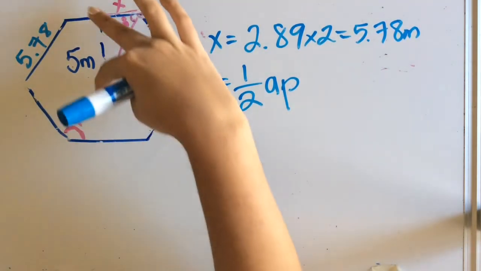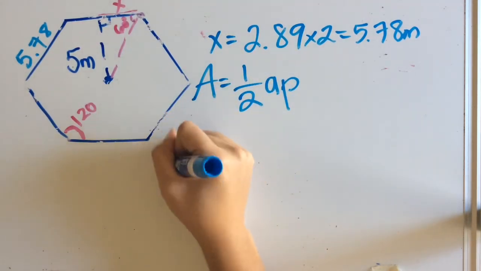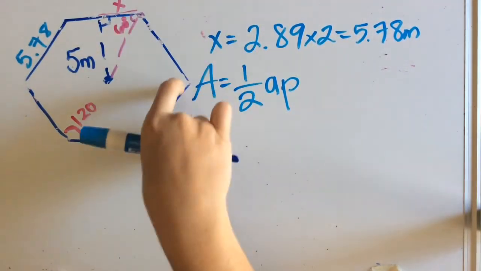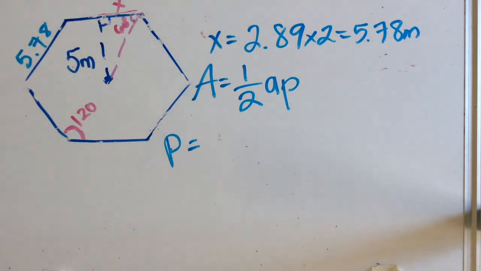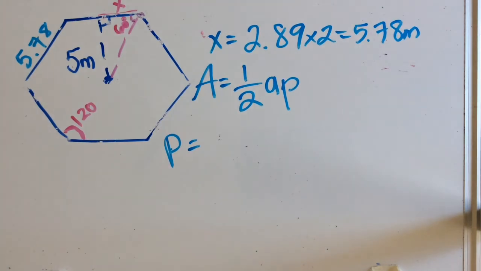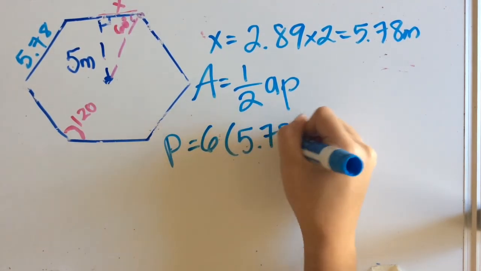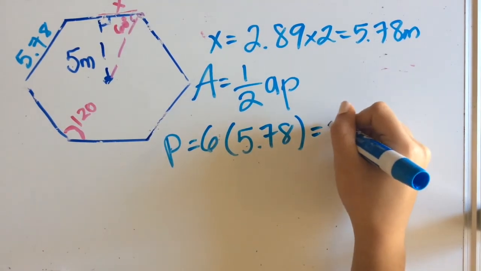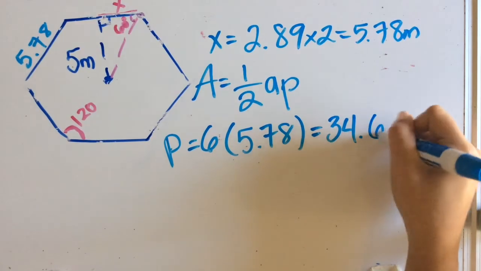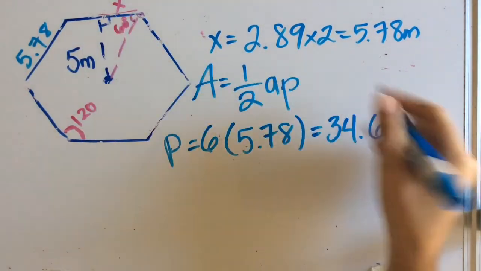So I have my apothem, that's 5. I want to find my perimeter, but I only have one side length. So the perimeter is equal to all of these sides added together, and there are 6 of those sides that are the exact same measurement. So I am just going to multiply 6 times that side length, 5.78. And that equals 34.68. So now I have my perimeter and now I have my apothem.